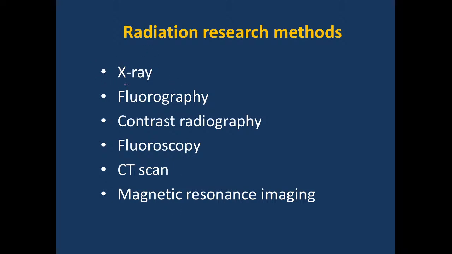We call it Röntgen radiation, as well as CT scan, fluoroscopy, contrast radiography, fluorography. All of these use X-ray radiation, but only magnetic resonance imaging uses electromagnetic fields or another. Honestly, Röntgen ray and electromagnetic, it is the same electromagnetic radiation, but in different frequencies.